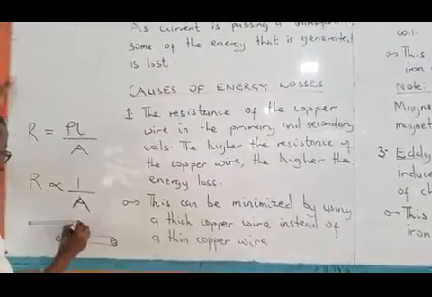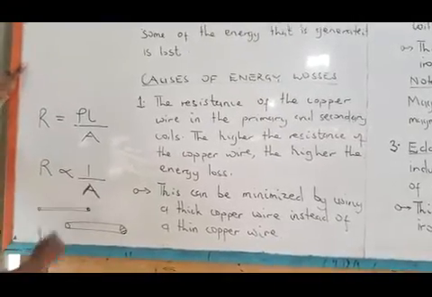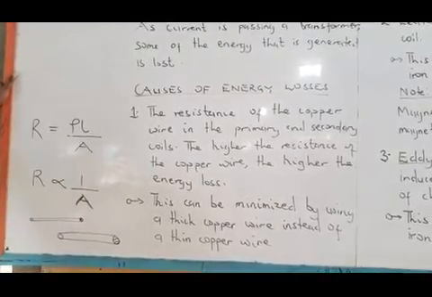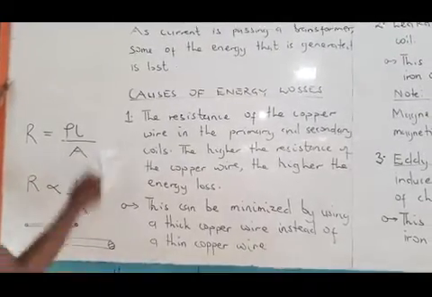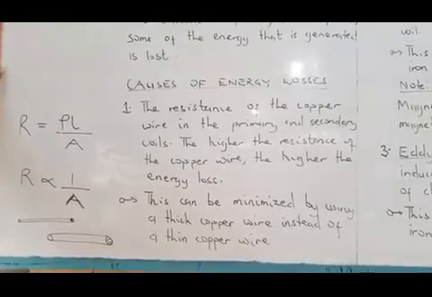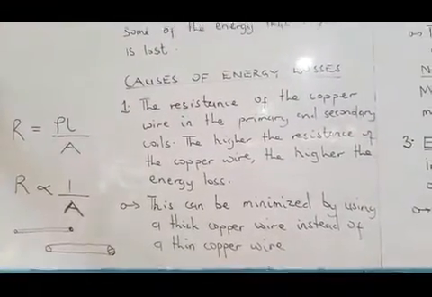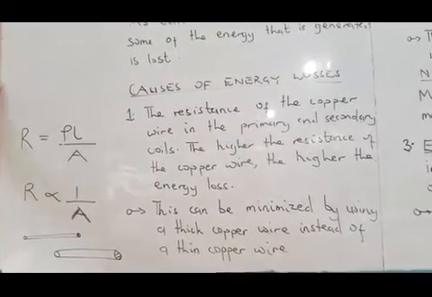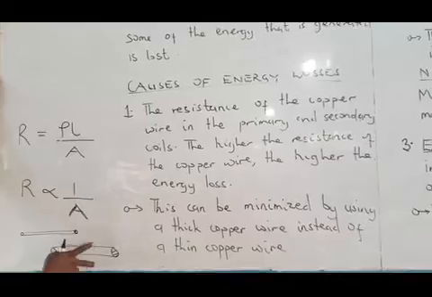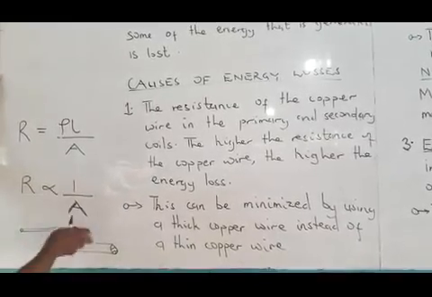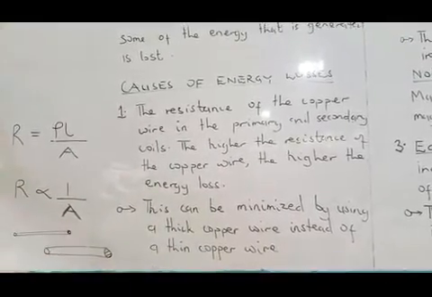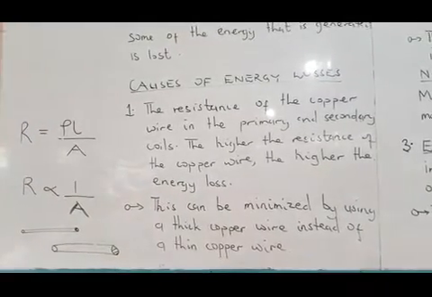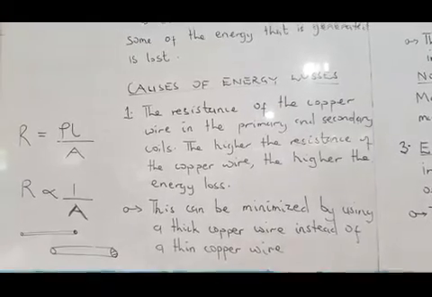This is a cross-sectional area. You can see this is a thick wire, this is a thin wire. If the cross-sectional area is high, then the resistance will be low. That is why, to reduce the energy losses in the copper wire used for the primary and secondary cores, you make use of a thick wire instead of a thin wire. If the wire is thick, it has a large cross-sectional area, and therefore it will have a smaller resistance.